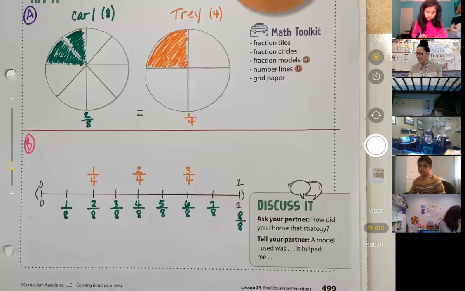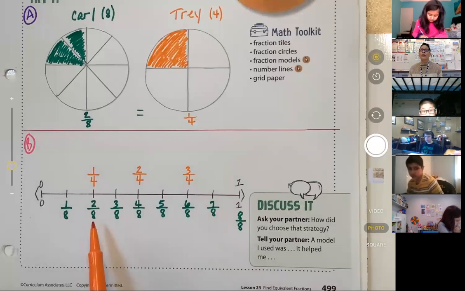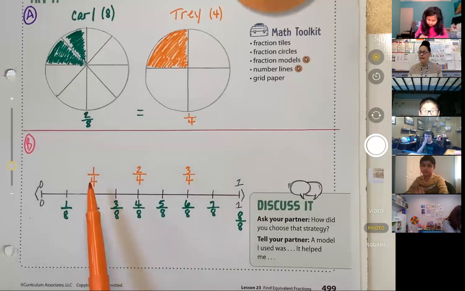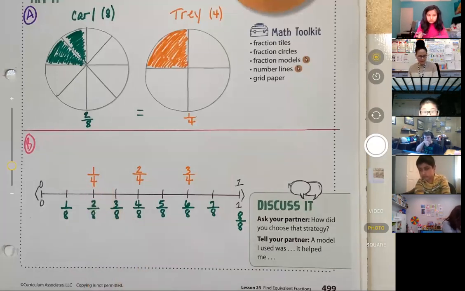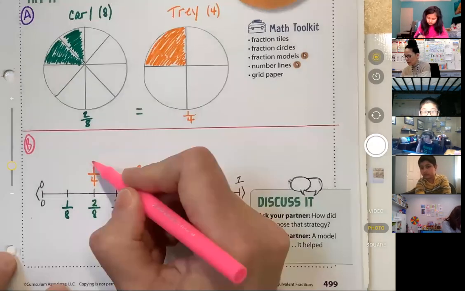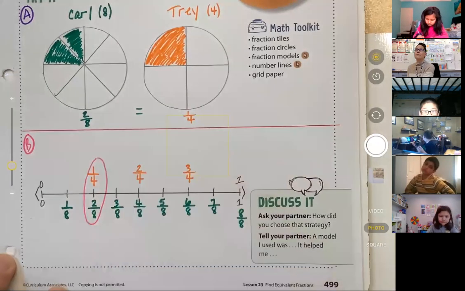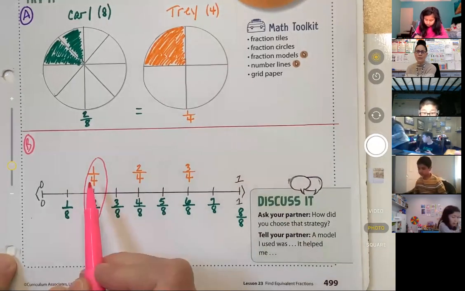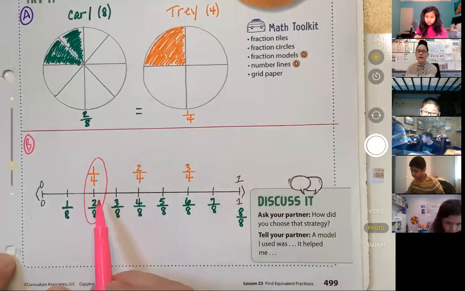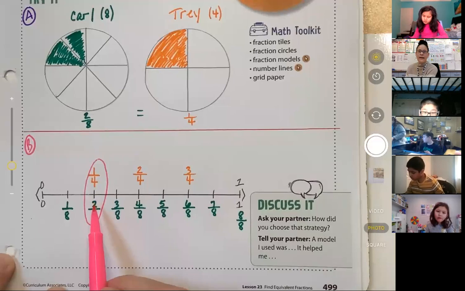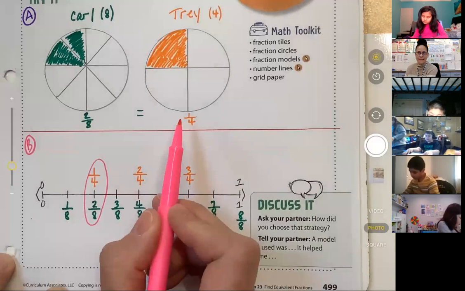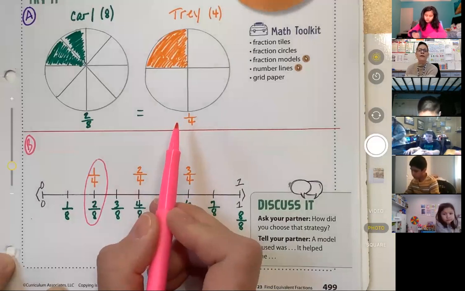We can first see what Trey ate, which is 2/8. I'm sorry, what Carl ate, which is 2/8. And then we can match it to what Trey ate, which is 1/4. And you can see, friends, that it is at the same point on the number line. What Carl ate and what Trey ate represents the same point on the number line. And that, my friends, means that these fractions are equivalent. They are the same. They are equal.